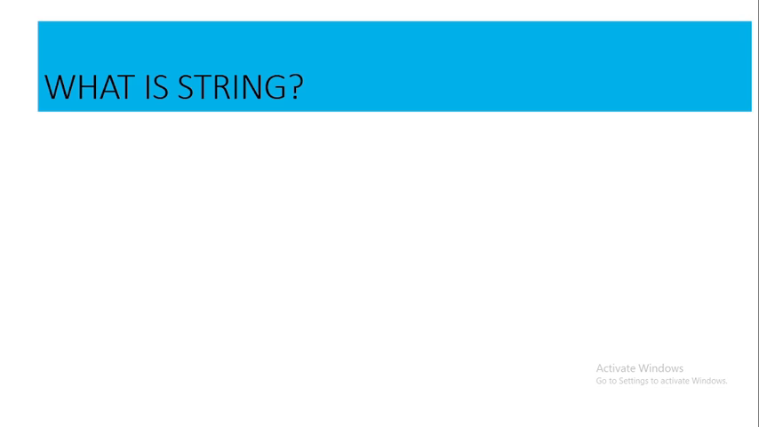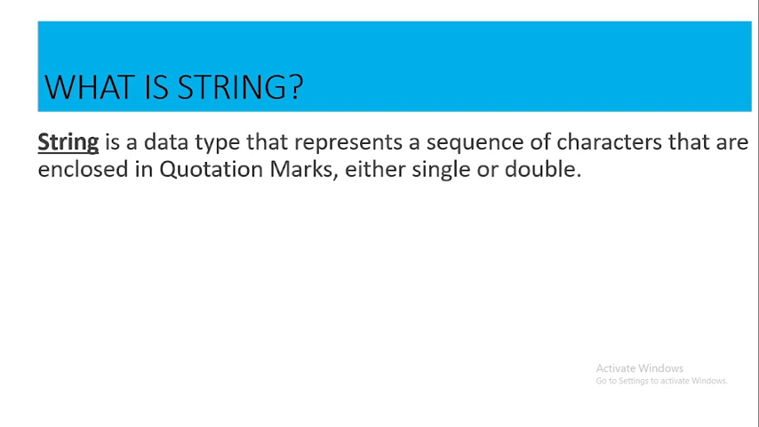So the first one is string. What is string? String is a data type that represents a sequence of characters that are enclosed in quotation marks. Any sequence of characters that are enclosed in quotation marks becomes a data type known as string.